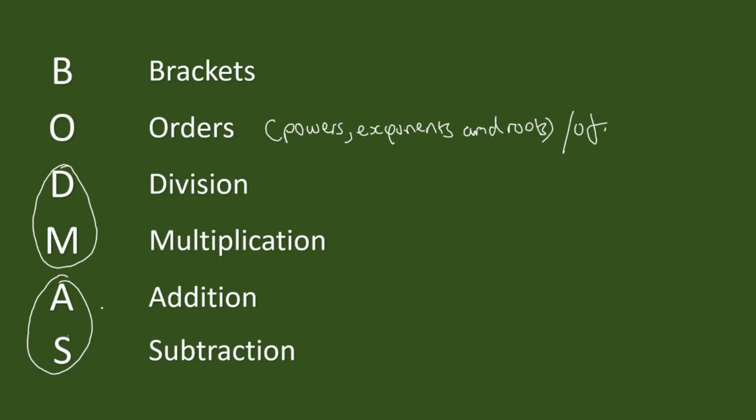I'll explain that when we do examples. So this is BODMAS. We start with brackets, followed by orders or of. Then division and multiplication, you move from left to right, and then addition and subtraction, you move from left to right. Meaning that if multiplication comes before division, you just follow that. If subtraction comes before addition, you just follow that.